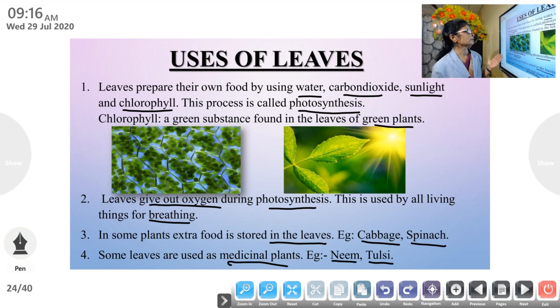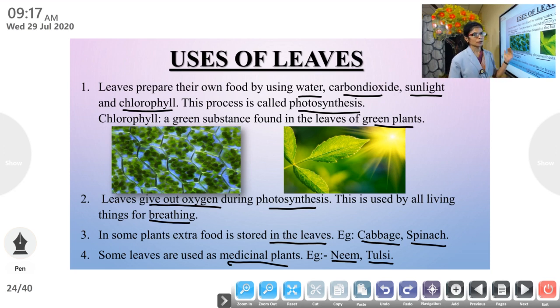What are the uses of leaves? Leaves prepare their own food by using water, carbon dioxide, sunlight and chlorophyll. This process is known as photosynthesis. What is chlorophyll? A green substance or green pigment found in the leaves is called chlorophyll. That is found in the green plants.